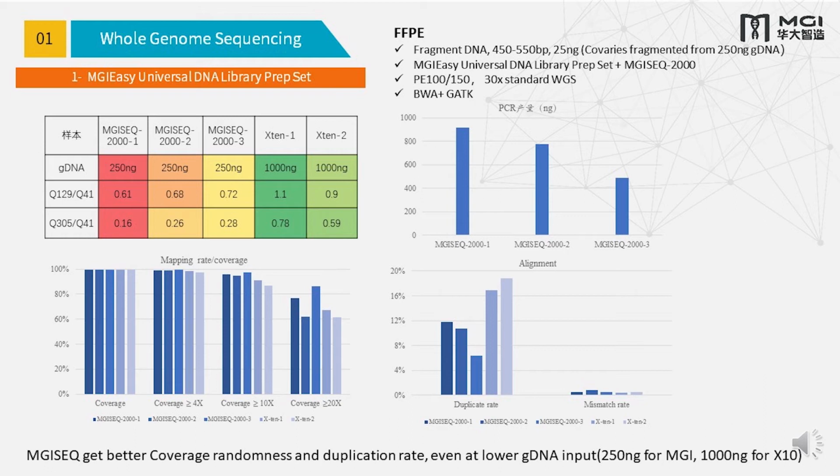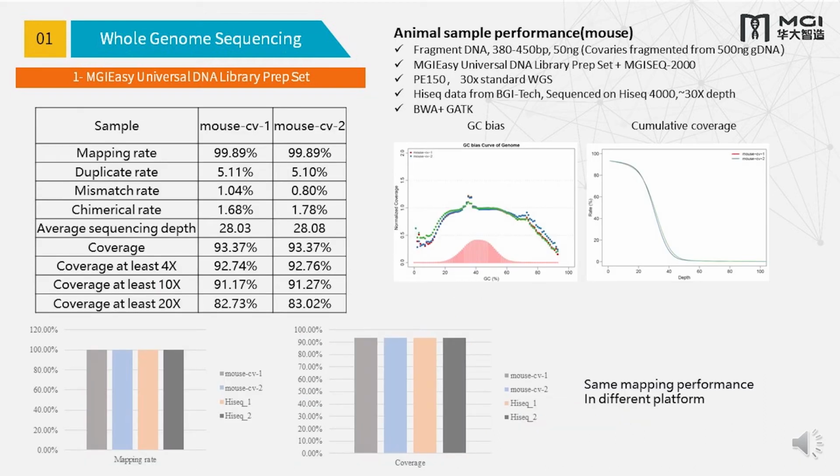So this is for animal samples. This is from the mouse genome. You can see some criteria shown here: the mapping rate and the duplication rate. I think the duplication rate is higher, 5%, but yours should be lower. And the mismatch rate is almost 1%. The chimeric rate is not high, so that's quite low. There are also some GC bias studies to show you that the observed GC distribution is quite similar to the theoretical GC content, and also the accumulated coverage from the mouse genome.